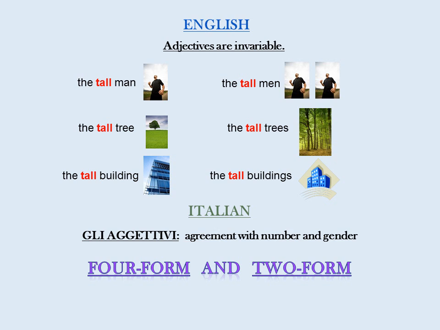tall buildings, etc. In each case, the adjective tall is spelled exactly the same way. Italian adjectives, gli aggettivi, however, must agree in number and in most cases in gender as well with the nouns they modify. So that means that their endings will change. There are two major categories in which most Italian adjectives can be placed. They are what I would call the four-form and the two-form.